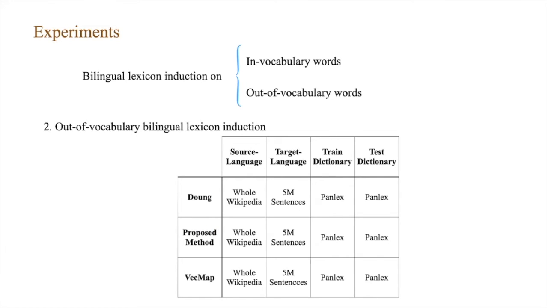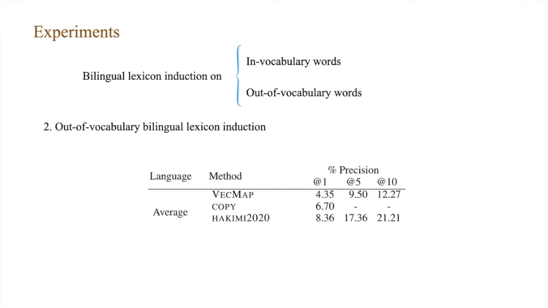For out-of-vocabulary bilingual lexicon induction, we followed the same steps as Hakimi 2020. Here we try to find the translation of an OOV word in the source language, whose translation in the target language is in vocabulary. Here you also see the different configurations for training. As you can see, VecMap shows a better performance for this task. As you can see here, Hakimi 2020 outperformed VecMap by a great margin, and it shows that incorporating subword information during the training has a significant impact on the quality of OOV embeddings.